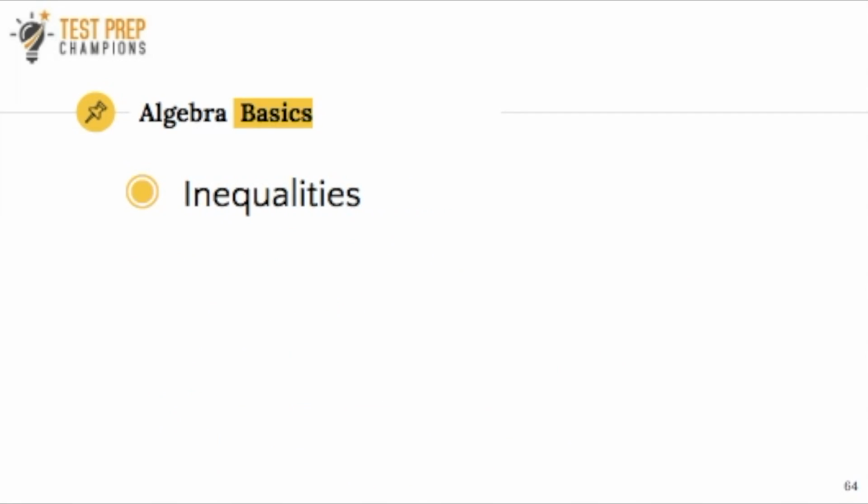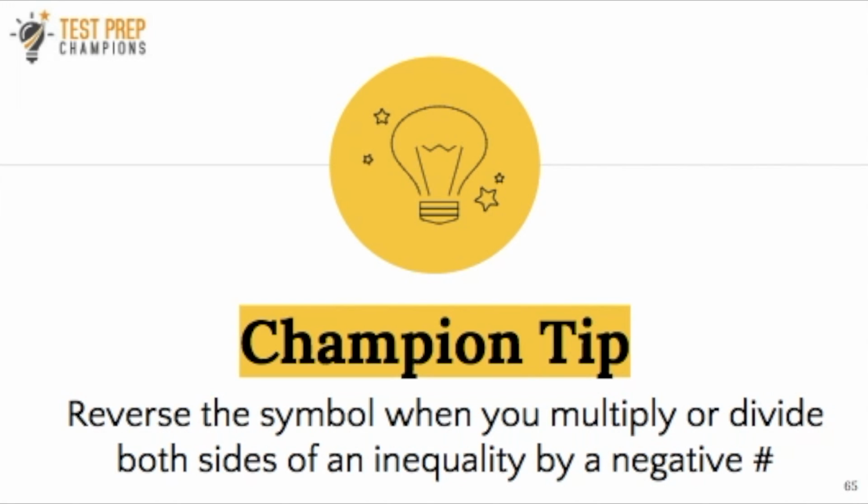Okay, so you also want to be familiar with inequalities, and here's another champion tip. The main thing to remember for inequalities is that you need to reverse the inequality symbol whenever you multiply or divide both sides of an inequality by a negative number. So that's a champion tip, and if you haven't studied inequalities much up to this point, this tip might not mean that much to you yet, but I can promise you once you start to practice inequalities, you'll appreciate this tip, because this is really probably the main thing that you need to know about inequalities, in my humble opinion.